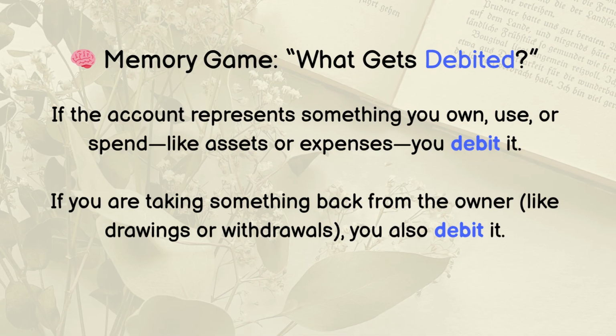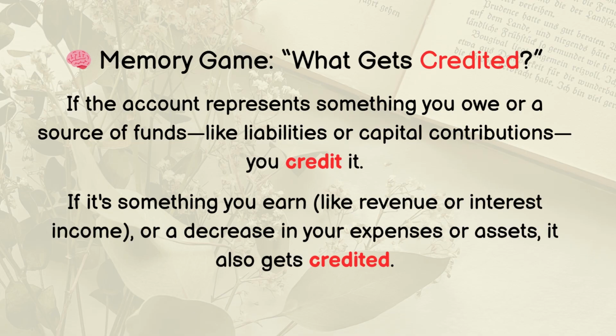Memory game. What gets debited? If the account represents something you own, use, or spend, like assets or expenses, you debit it. If you are taking something back from the owner, like drawings or withdrawals, you also debit it. What gets credited? If the account represents something you owe or a source of funds, like liabilities or capital contributions, you credit it. If it's something you earn, like revenue or interest income, or a decrease in your expenses or assets, it also gets credited.